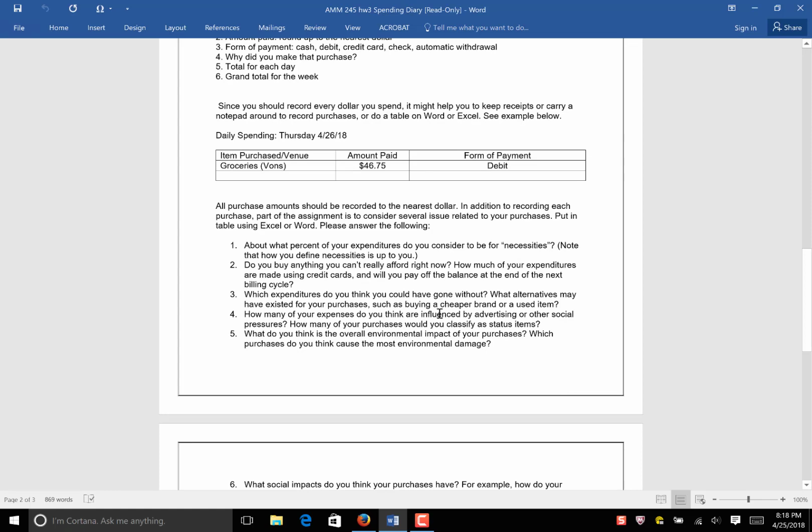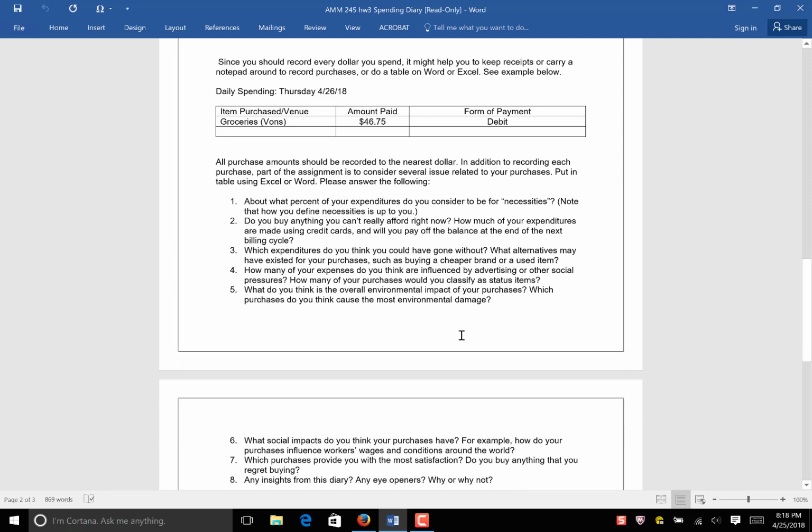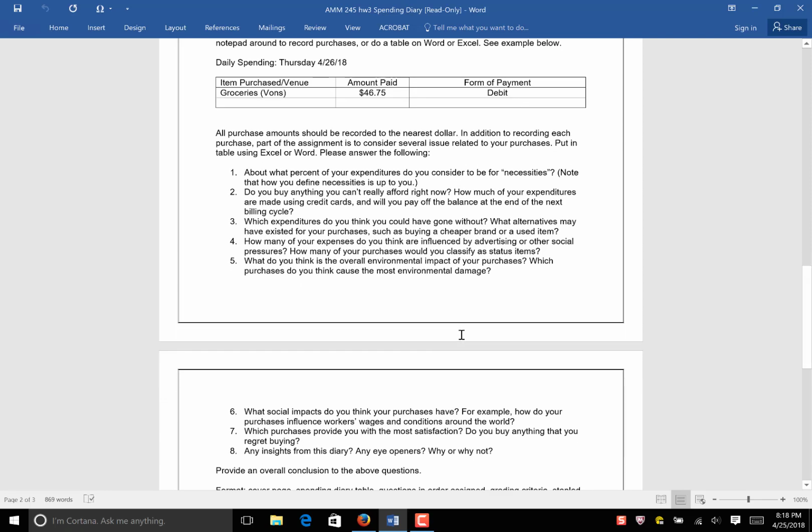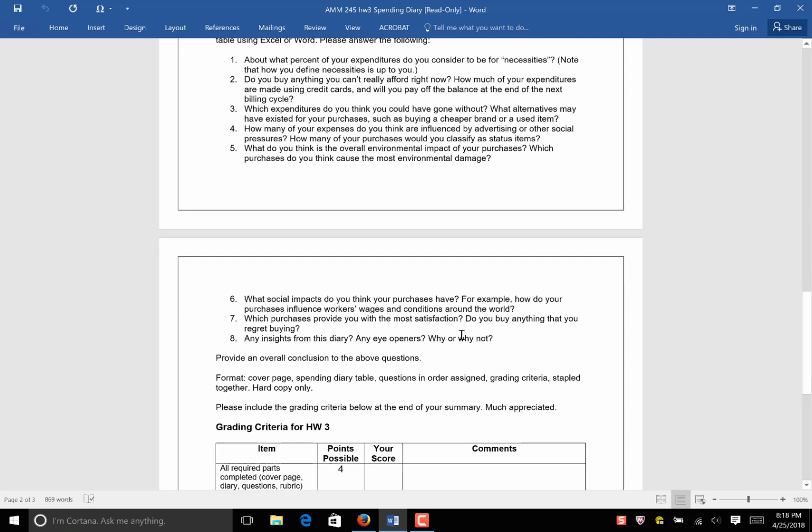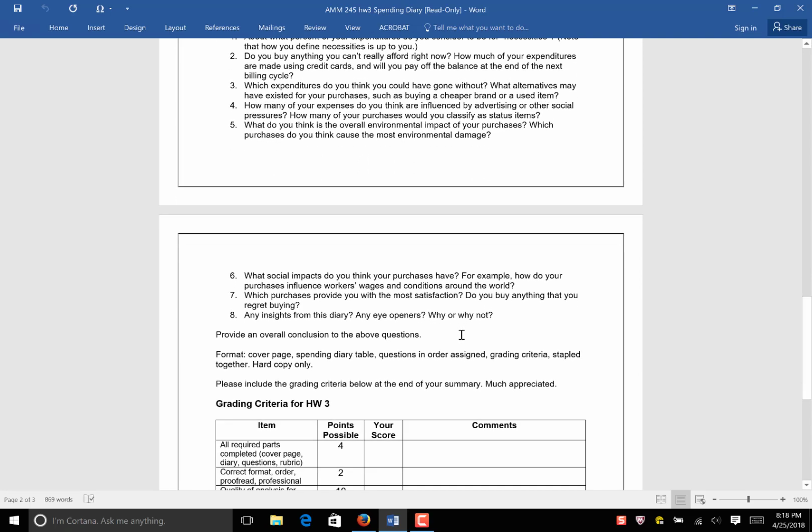Okay, what do you think is the overall environmental impact of your purchases? Which purchases do you think cause the most environmental damage? So look at packaging. Think about overall, just from what we discussed and what you've researched on your own, how much you think things are made. Overall, obviously you're doing an estimate here, but think of packaging and transporting, all that. What social impacts do you think your purchases have? For example, how do your purchases influence workers' wages and conditions around the world, possibly?